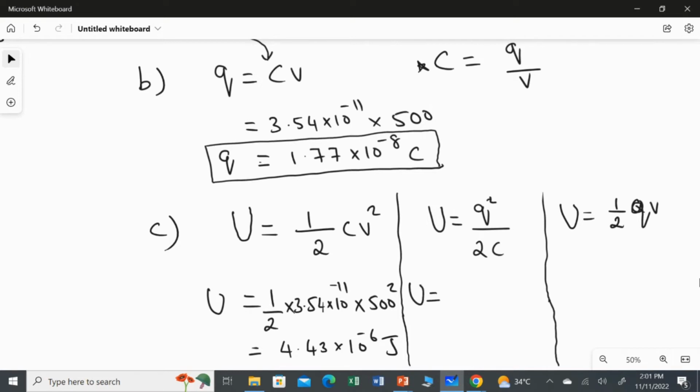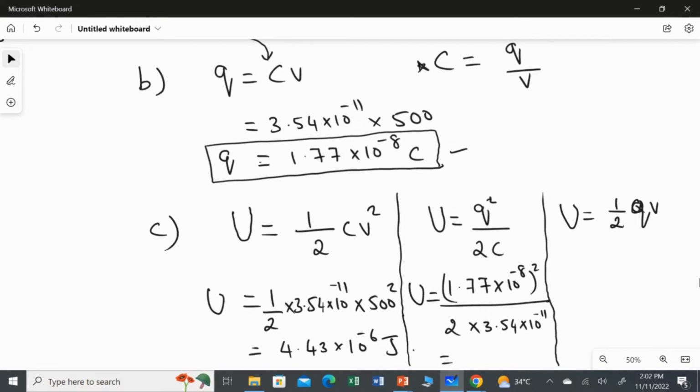So here U is equal to charge. In the second question of the first part, what's the value of the charge? We found 1.77 times 10 power minus 8. Am I right? So I'm going to use this value. So 1.77 multiplied by 10 power minus 8 the whole square over 2 multiplied by the capacitance value, which I'm going to take from the first part, which is 3.54 multiplied by 10 power minus 11.